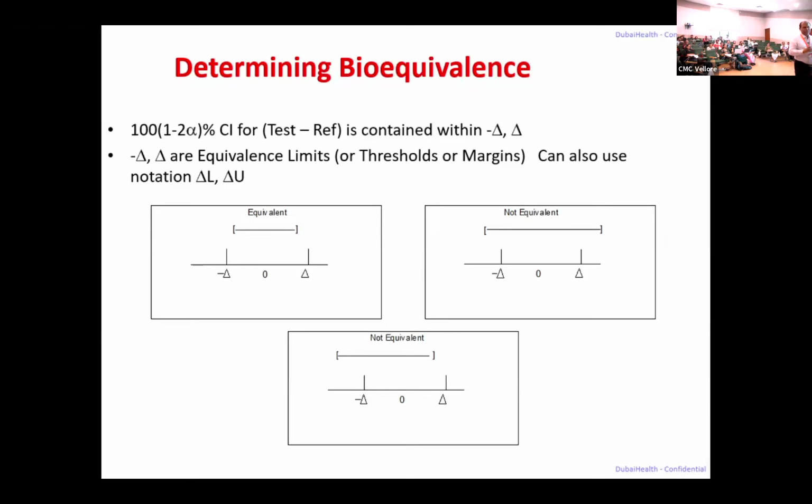So this has to be understood very clearly. A very simple concept: plot your confidence interval and see where you are. Where are you? Now, this is an equivalence trial.